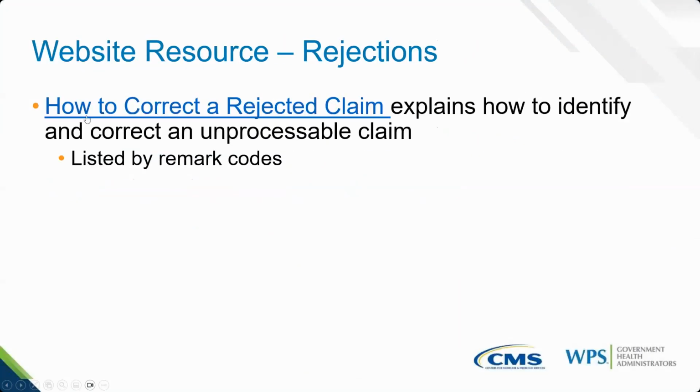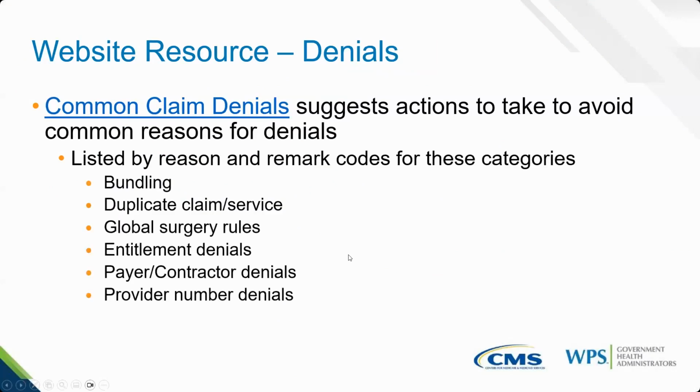A lot of these I've already talked about. Here is a resource on our website, How to Correct a Rejected Claim. It gives you a ton of reason and remark codes and tells you how you correct that claim for this remark code. So if this remark code appears on your remittance advice, how do you fix it? Great article. Great resource.